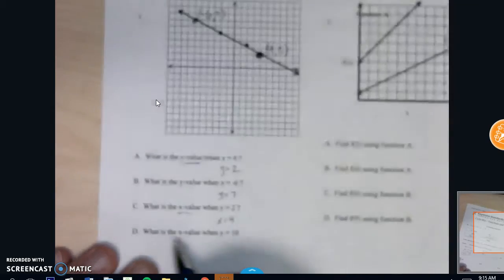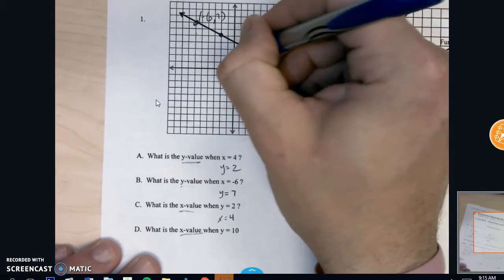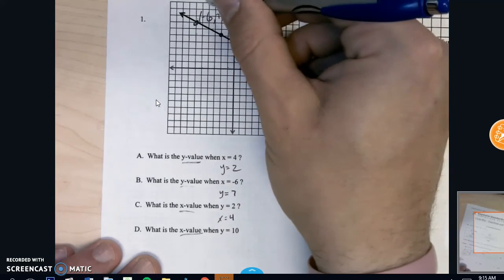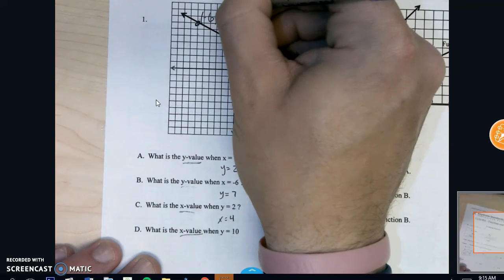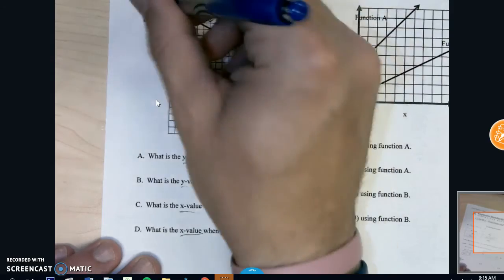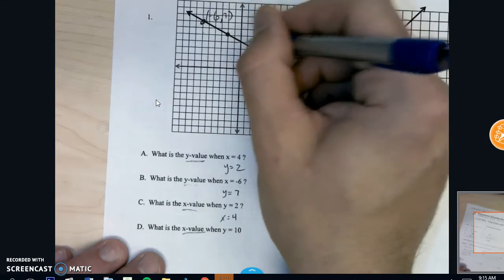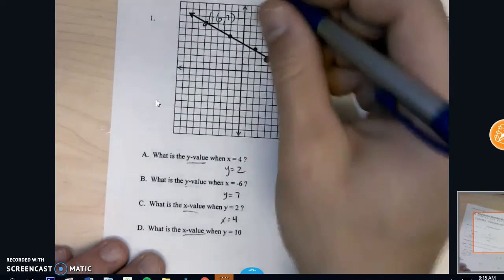Okay, and then the last one here, what is the x value when y is equal to 10? So 1, 2, 3, 4, 5, 6, 7, 8, 9, 10. So we have y is equal to 10. And unfortunately, it goes off the line here, which is okay, because that brings us to a good point. If we could write the equation to this line, we can actually find points that are off the graph, and that's called extrapolation.